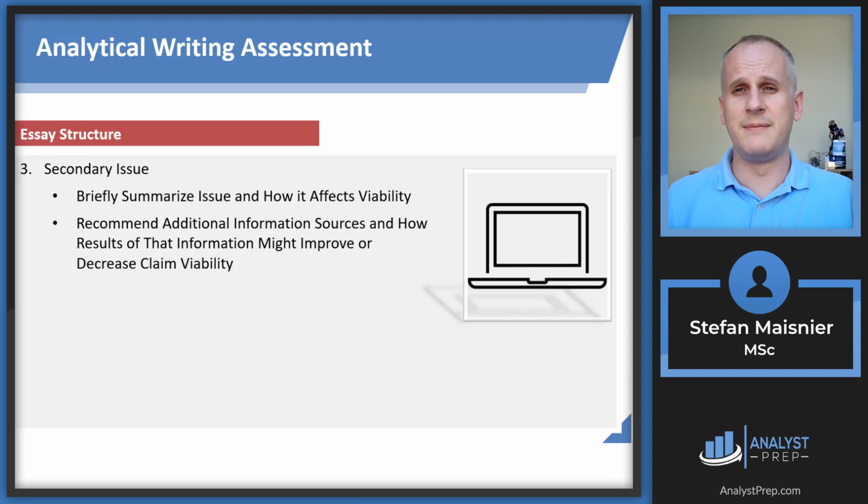You'll then, once again, want to recommend additional information sources and how the results of that information might improve or decrease the claim's viability. Again, you can consider some vague hypotheticals that could improve or decrease that viability. Things like, if we're considering whether 25 years of longevity is enough time to become experienced, you could say, well, what if there are primary competitors that have more than 100 years of experience? What if the primary competitors have significantly fewer years of experience? You're not really bringing in outside information. You're just considering hypotheticals. That's a better way to go about it.